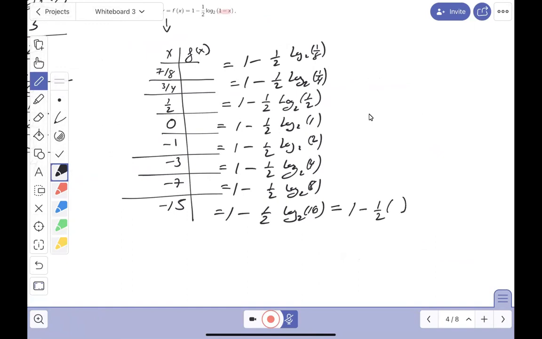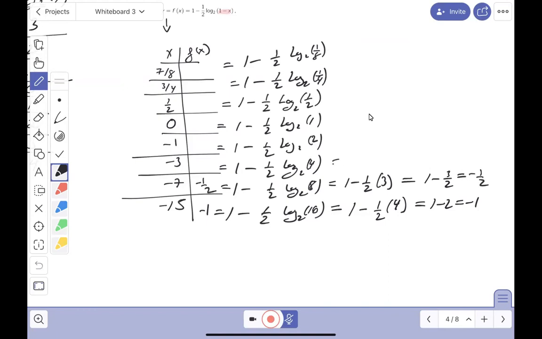2 to what power gives you 16? Well, 2 times 2 is 4, 8. Oh, 4. That's easy. What does this give me? 1 minus 2, which is minus 1. All right, I'll write that down for you. Let's do this one. 1 minus 1/2. Well, what's log base 2 of 8? That's going to be 3. So what do you get there? 1 minus 3/2. Now, what does that give me? 1 minus 3/2 is going to be minus 1/2.